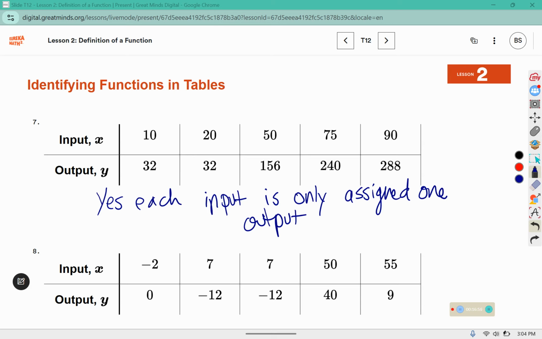Number 8, 7 shows up twice in the table, but the output that it assigns to it is the same. So yes, this is a function because 7 still only had one output. Even though it showed up twice in the table, it went to the same location both times. So it is a function.